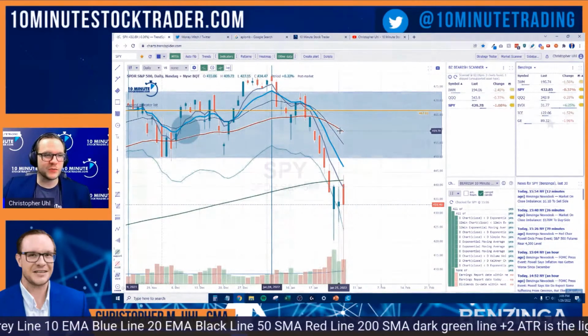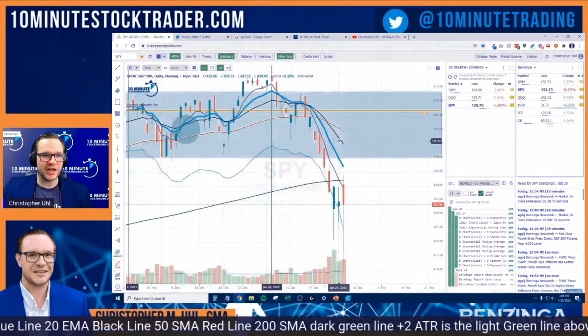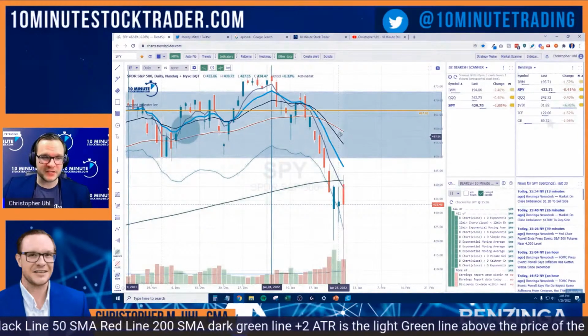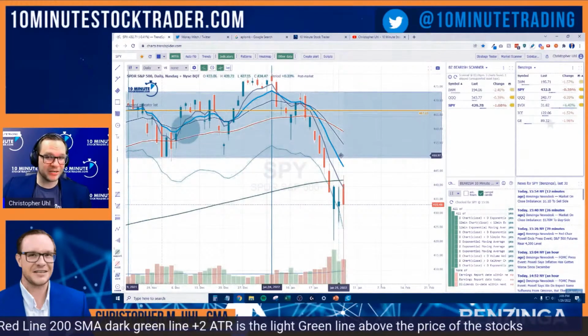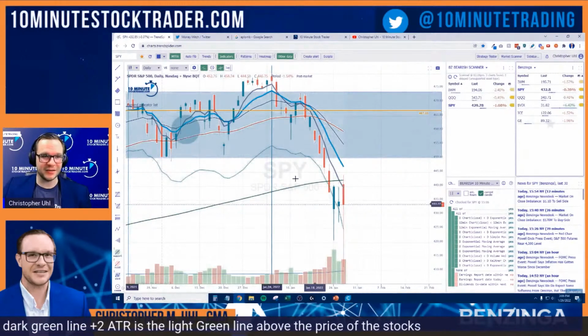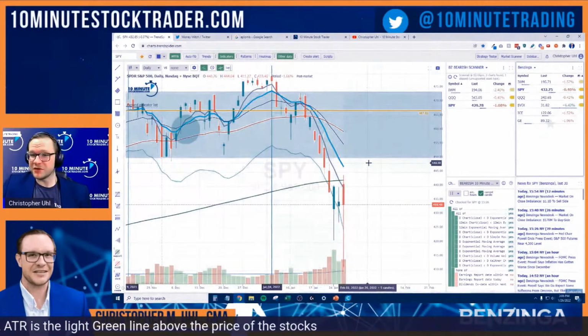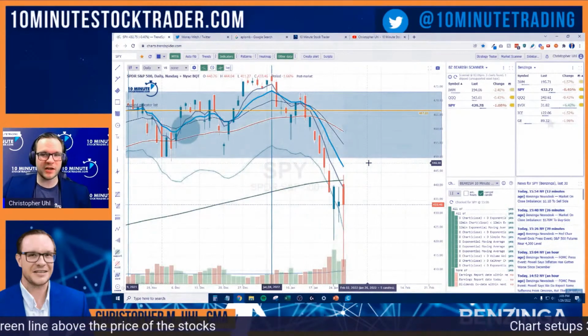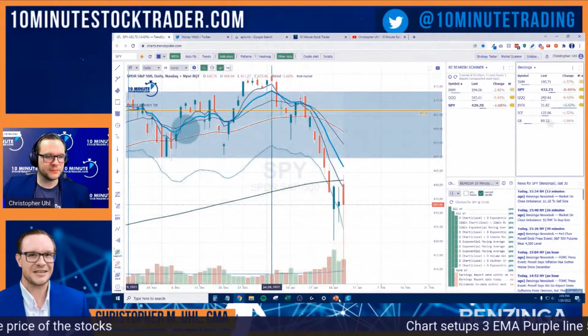So what we want to do here is we want to isolate these and say, if the blue line is under the black line and price being under the red line, that's a bearish trend. And that's exactly what we're seeing right now. It may reverse, of course, but that's what we're seeing right now. This is a bearish trend.